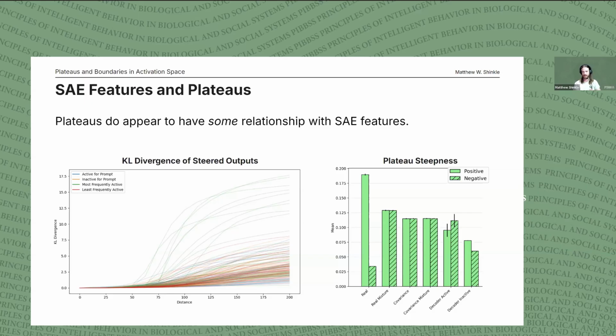And in another analysis, I found that steering along SAE features that are active for a given input tends to produce measurably different plateaus than steering along inactive feature directions. And this suggests that plateaus could potentially be used as a means of uncovering meaningful feature directions, which I think would be pretty exciting.